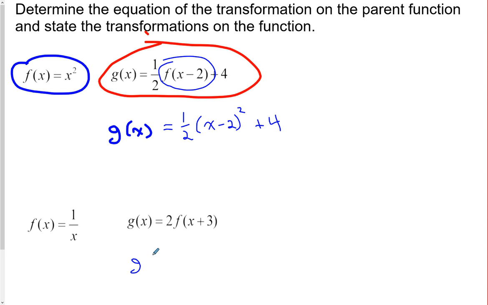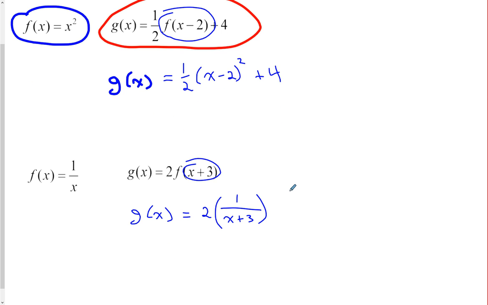We're going to say g of x is going to be, well, it's a 1 over x. So let's put the 2 first. There's nothing added to the y. Anywhere there was an x, we're going to put x plus 3. So that's it. But I could multiply that 2 through the brackets and end up with 2 over x plus 3. So I took my parent function and did these transformations to it. And that's my new equation.